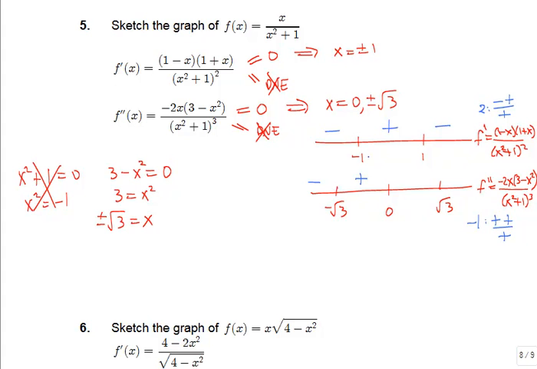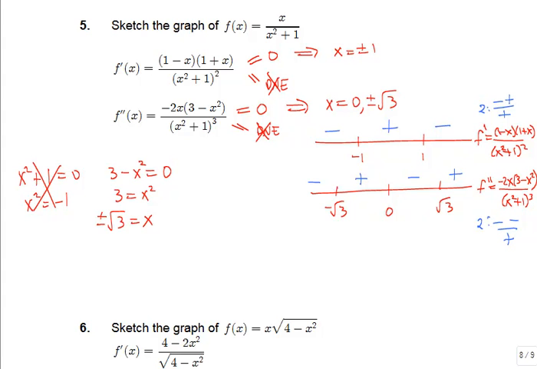So this is plus. If I test +1, -2 times 1 is negative, 3 minus 1 is positive, and the bottom is plus, so we're back to minus. And finally, if I test something like 2, -2 times 2 is negative, 3 minus 2 squared, or 4, will be negative, and the bottom is plus. So this is back to plus again.